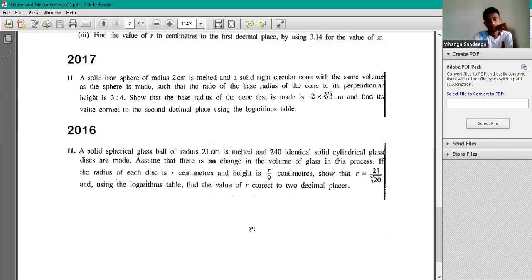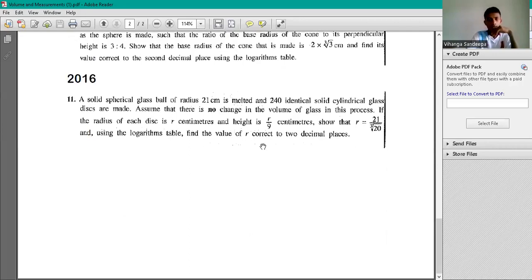The solid spherical glass ball of 21 centimeters radius is melted and 240 identical solid cylinder glass discs are made. Assume that there is no change in the volume of glass in this process. If the radius of each is r centimeter and height is r over 9 centimeters, show that r equals the given value. Easy question.